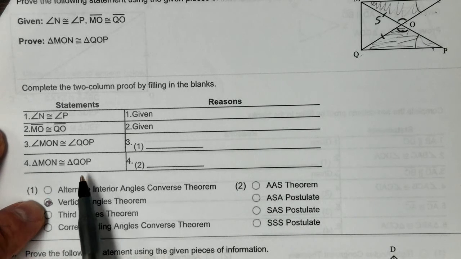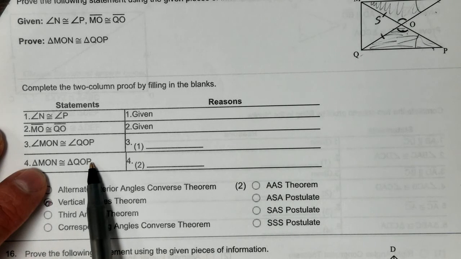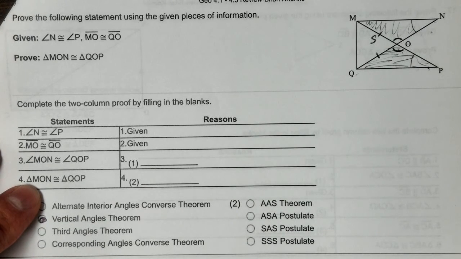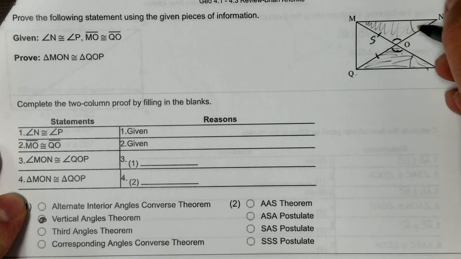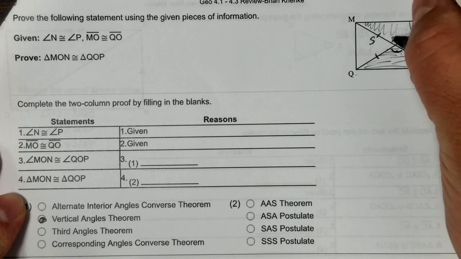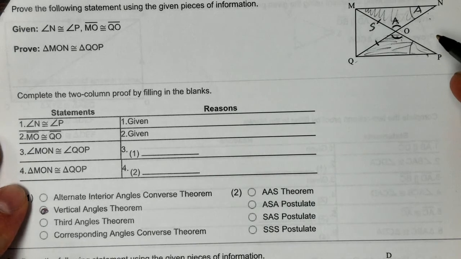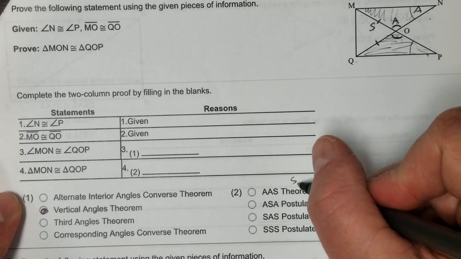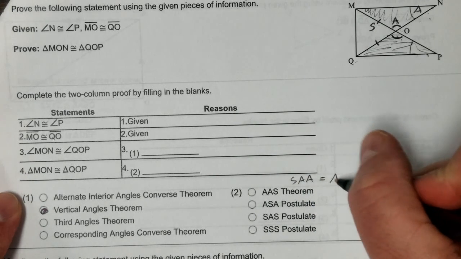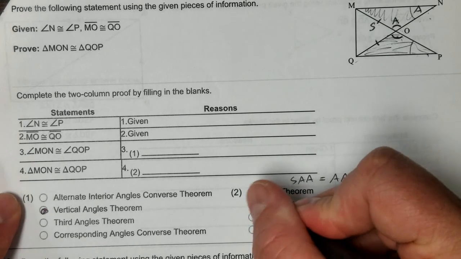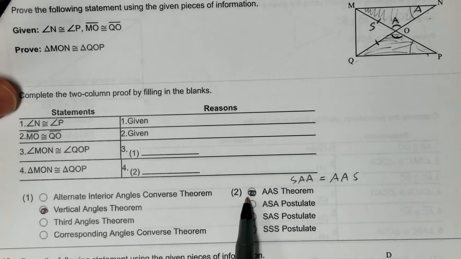Okay, and then for number 4, the triangles would then be congruent from, let's see, this angle is already marked, and we know this angle. It's SAA, which is the same as AAS. So that's that one.